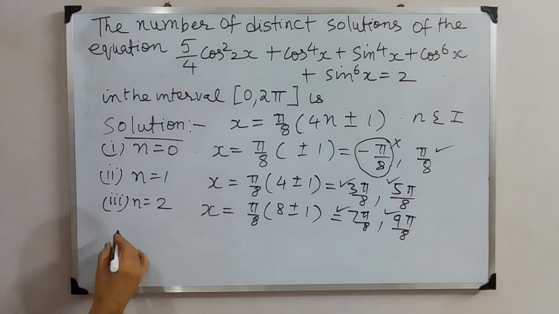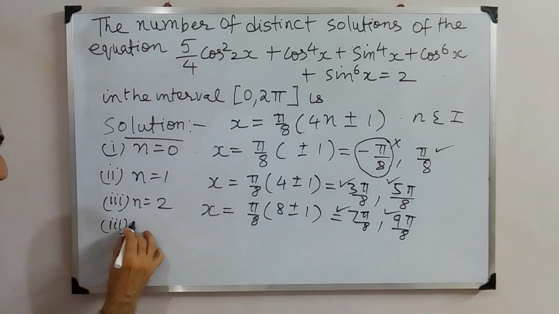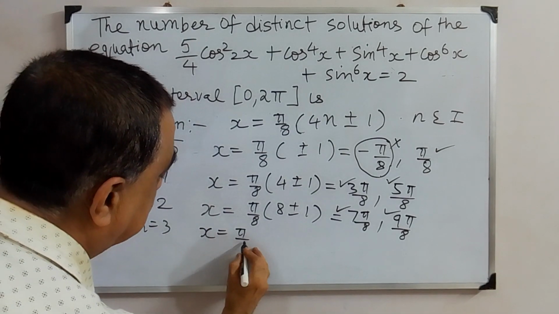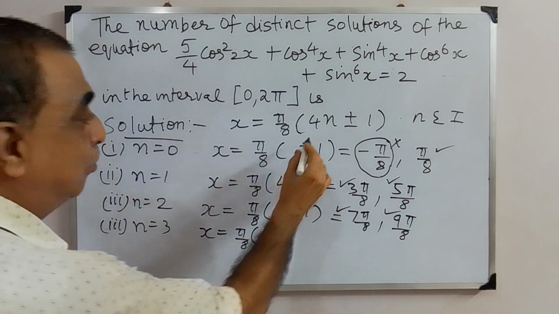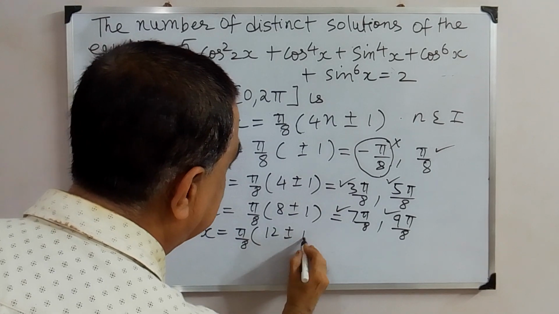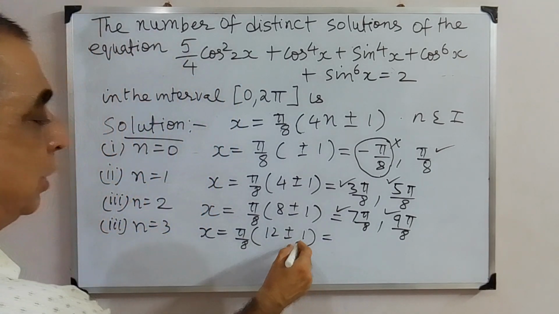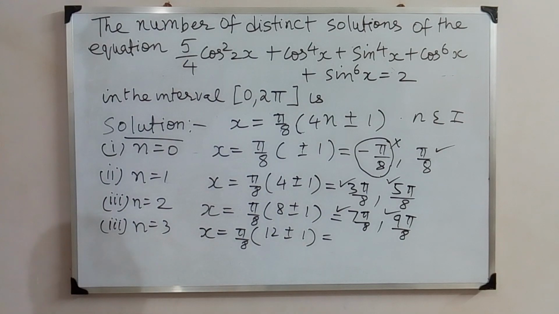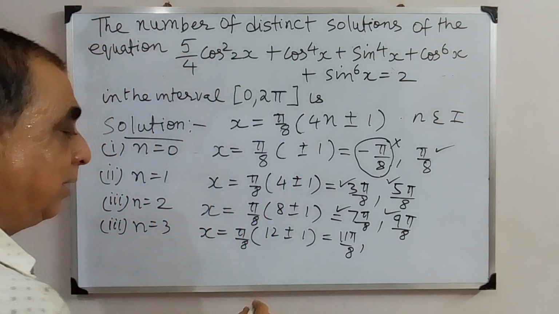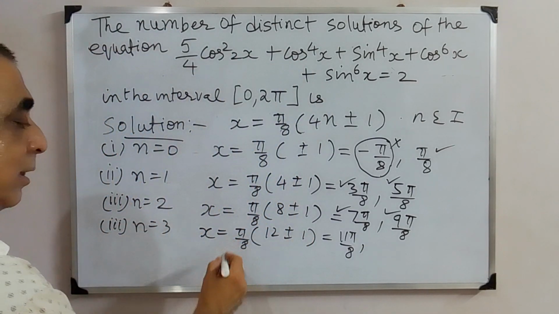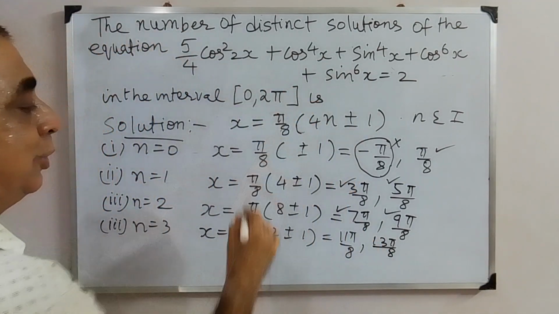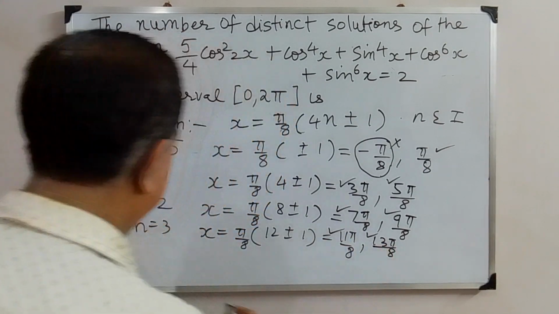Now next, put n equal to 3. So here the x value will be what? Pi by 8 into, here put n equals 3, so 4 into 3 will be 12, plus minus 1. When we put minus, 12 minus 1 is 11, so 11 pi by 8. And then there is a plus, so 12 plus 1 is 13, 13 pi by 8. These two values are also lying in this range, so these two values are also accepted.